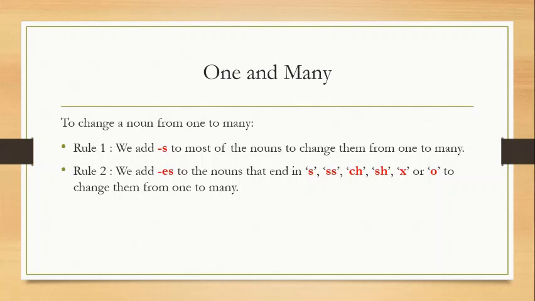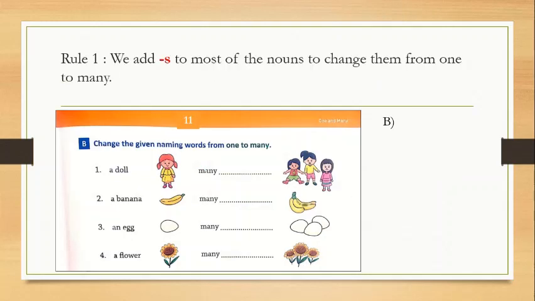Now what does this mean? It means if the last letters of a given noun are from this list, S, SS or CH or SH or X or O, then we add ES at the end of the noun to change it from singular to plural, or one to many. So now let's start with the exercises.